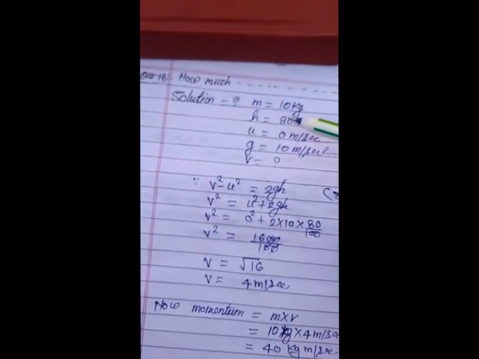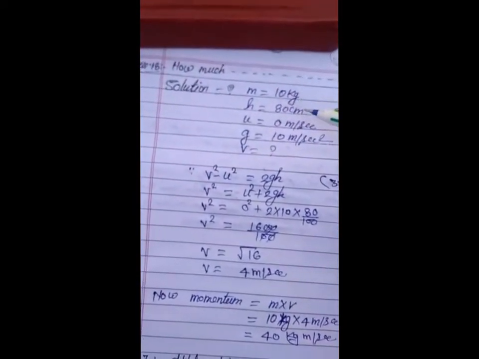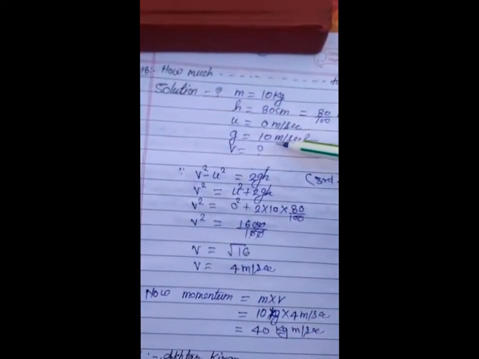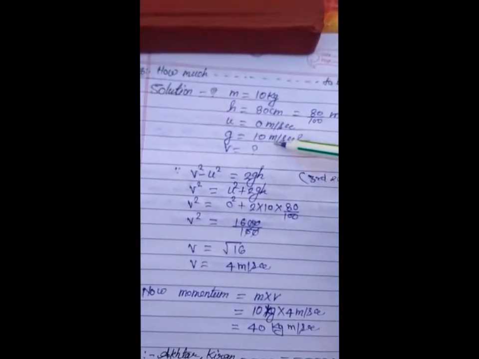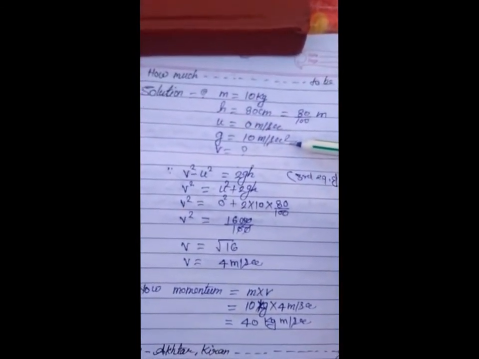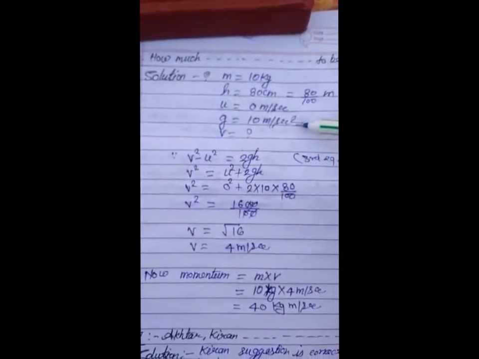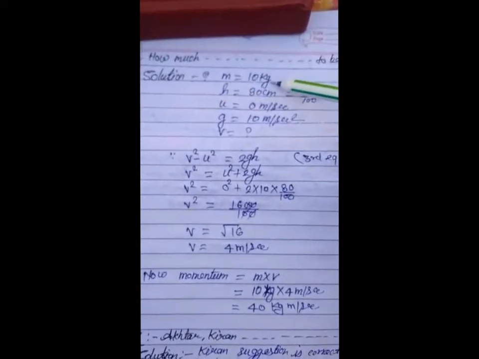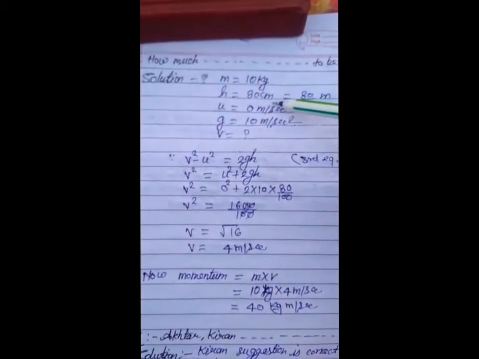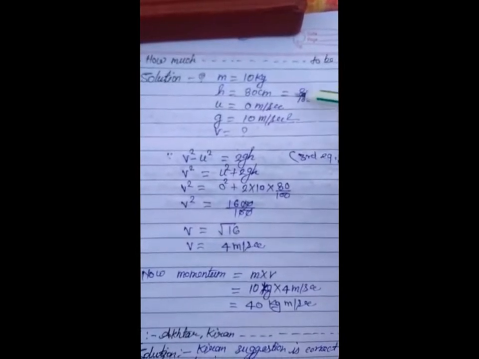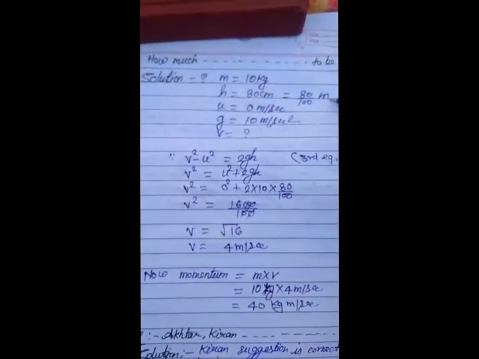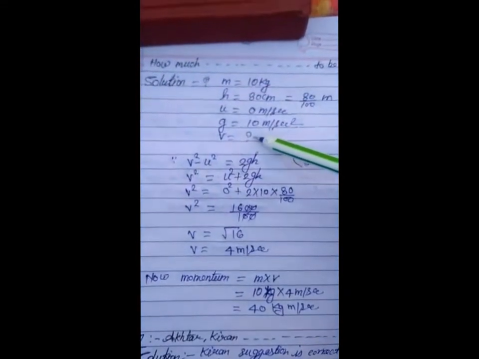Now question number 18. There is an object of mass 10 kg and it drops from a height of 80 centimeter, with gravitational acceleration 10 meter per second square. It asks what will be the momentum. So for momentum, firstly we find v. So m is given, h is given, 80 centimeter. Firstly change into meter, then 80 upon 100 meter. Okay, v is the question mark.